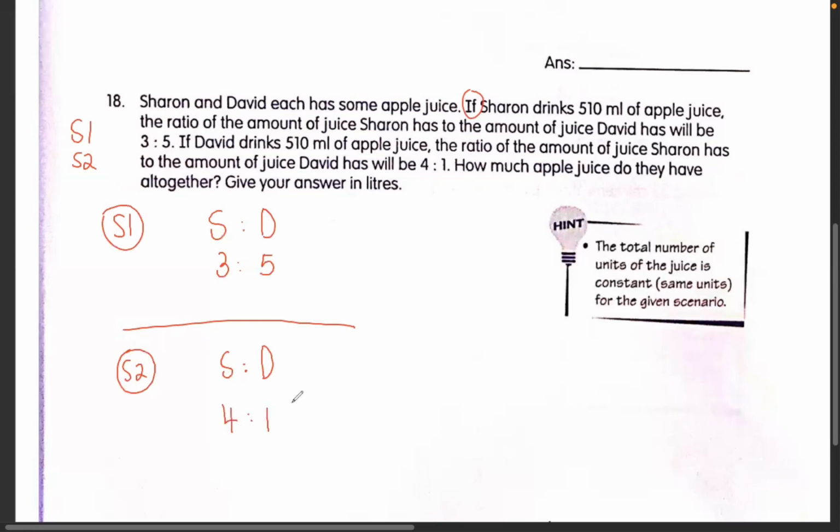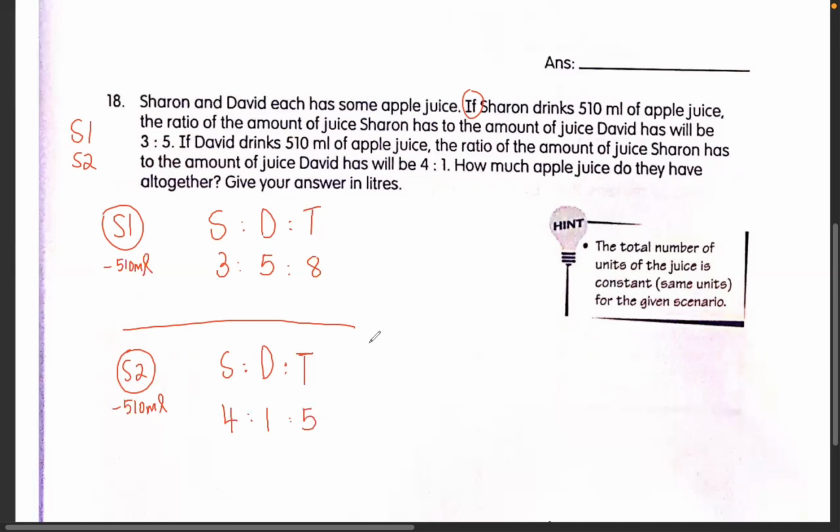Now, when I look at this, I realize that in the first part, it is minus 510 ml. Am I making sense here? In the second part, it is also minus 510 ml. What does that mean? It means that the total is the same. So we are going to put the total over here. You can see over here, the total for this is 8. So the total for this has to be 5.